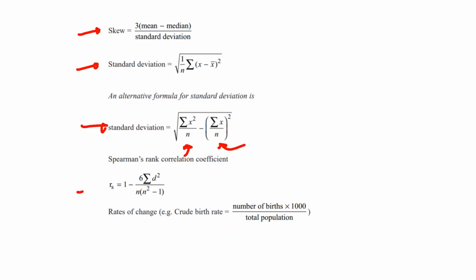We're also given a definition for Spearman's rank. So here we need to know what n is and we need to work out our differences between our ranks. And finally, we're given quite a general formula for different rates of change. So this could be birth, this could be death, this could be anything that has a rate of change. So it's number of births per 1,000 people in the population. So that's what this one means.